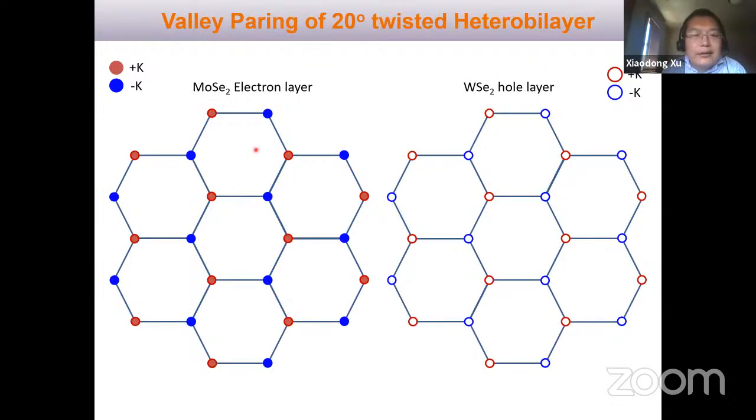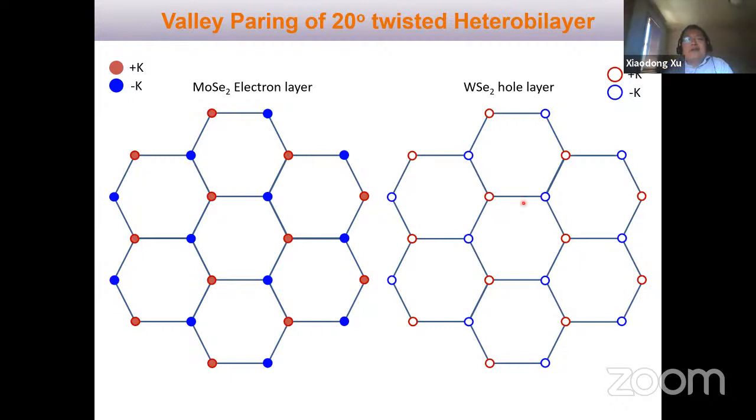Here, what I draw on the left-hand side is the MoSe2 electron layer, the conduction band. And for the WSe2, they apply these holes. And I draw them in momentum space, to the second Brillouin zones. The reason I will show you in a moment. And the color coding is about the valley index. The red color means plus K valley, and the blue is minus K valley.